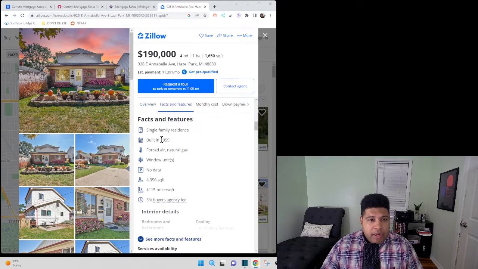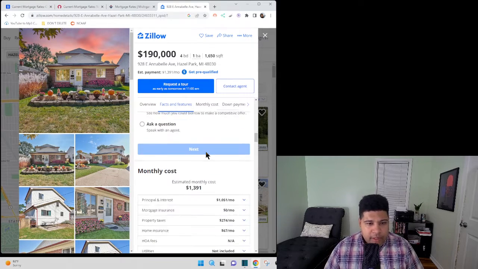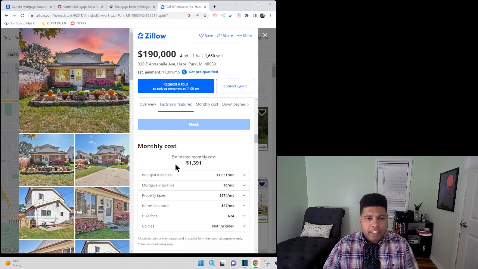Then you go down here, and it says it's a single family, that's the property type, built in 1959. The year of the home is not as important if the foundation and roof and things like that are well maintained. It's forced air, natural gas. Forced air just means it's probably central air. Window units, 115 square feet. And then here we go, here's the estimated payment.